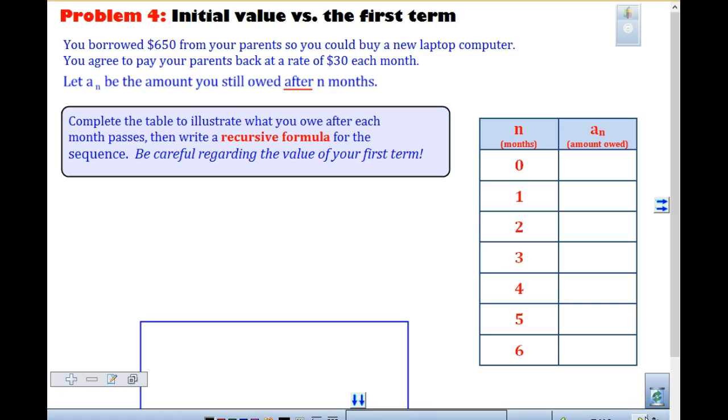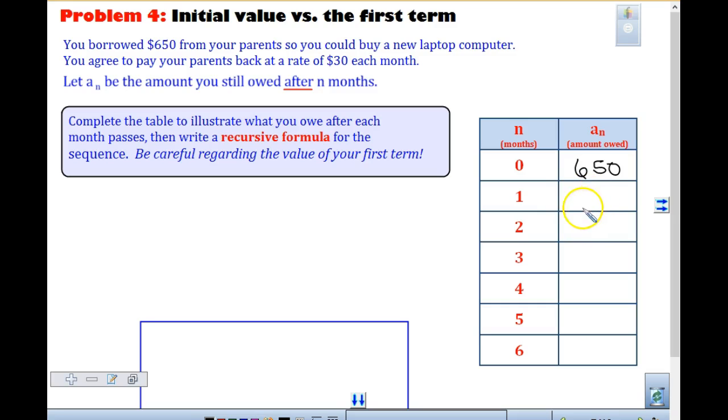All right, so let's look at this one. It says you borrow $650 for a new laptop, you agree to pay your parents back $30 a month. A sub n, let this be the number of months you owed. At the beginning, initially, your initial amount is you owe them how much? $650.